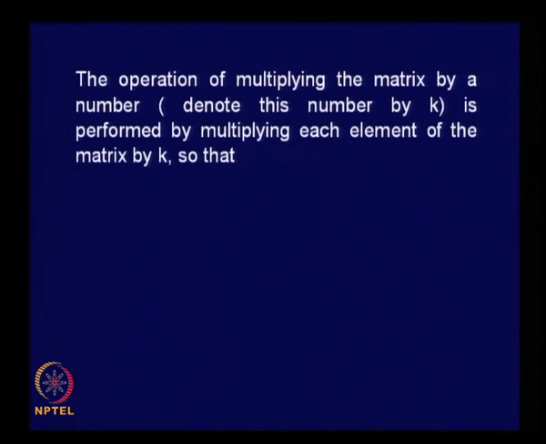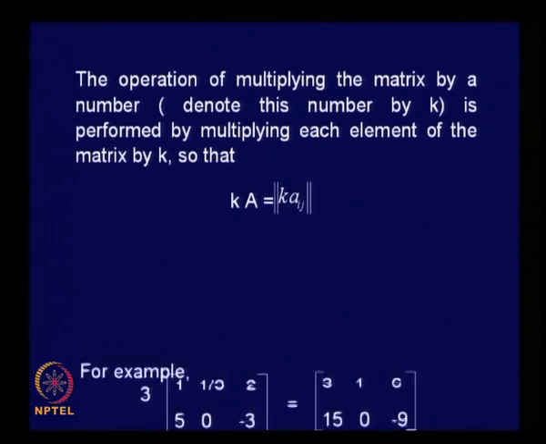The operation of multiplying the matrix by a number, denote this number say by k, is performed by multiplying each element of the matrix by k. That is how we need to understand multiplication of a matrix by a constant. Let us say we need to multiply matrix A with k. So, this implies k goes in and gets multiplied by each of the cell elements.